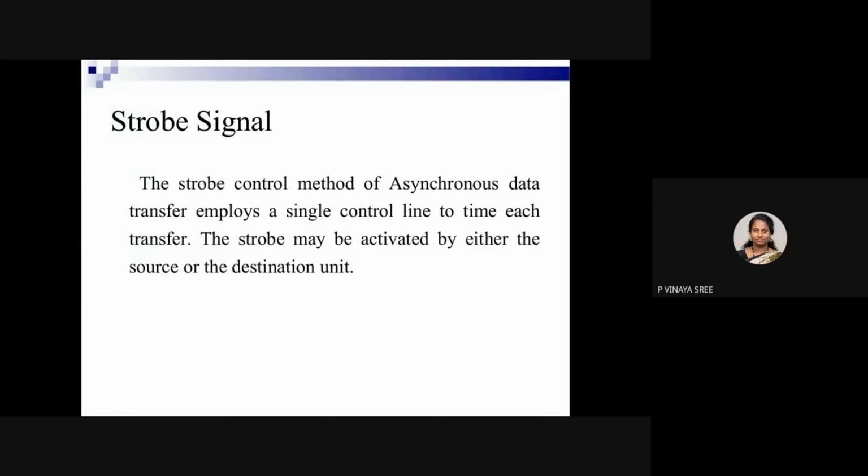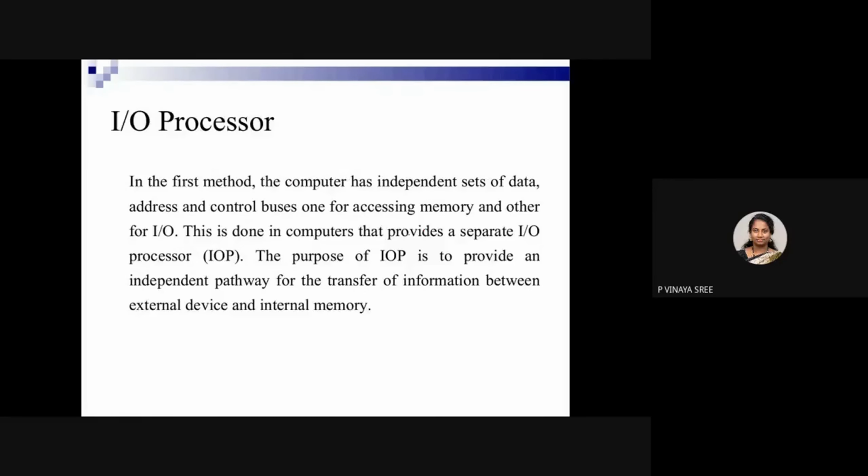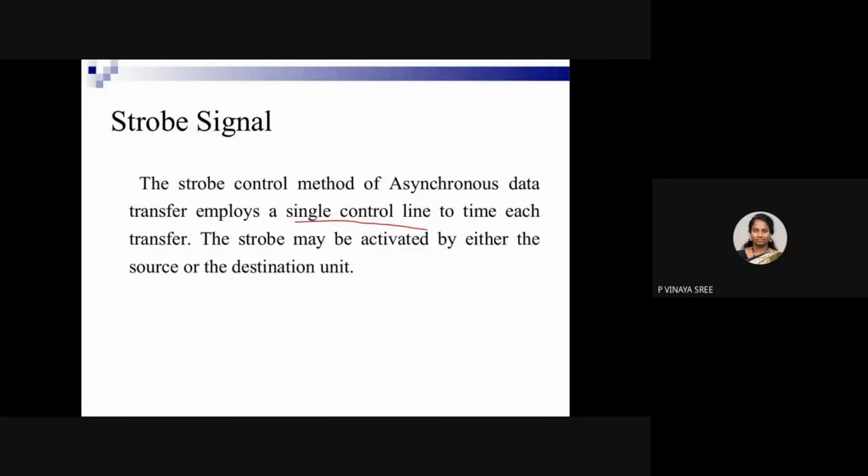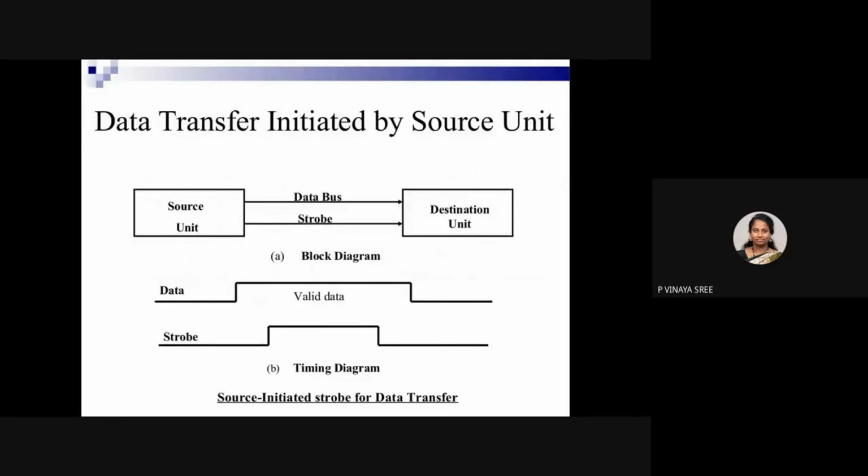The strobe control method of asynchronous data transfer employs a single control line. Just now I said asynchronous transfer is maintained using a control signal. So here, this is a source initiated data transfer using a strobe. The other approach is the handshake.